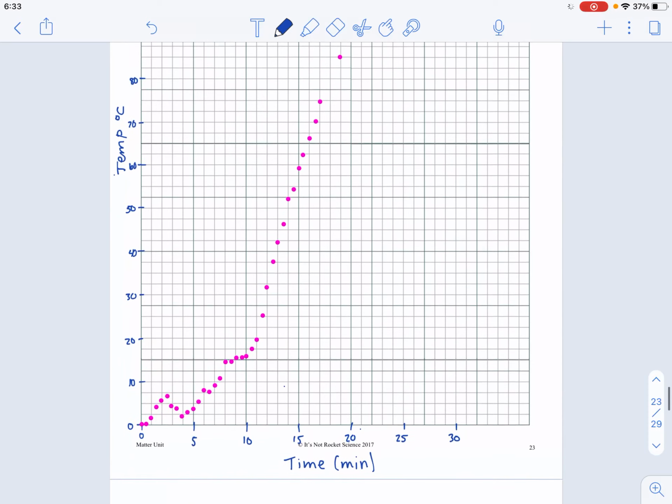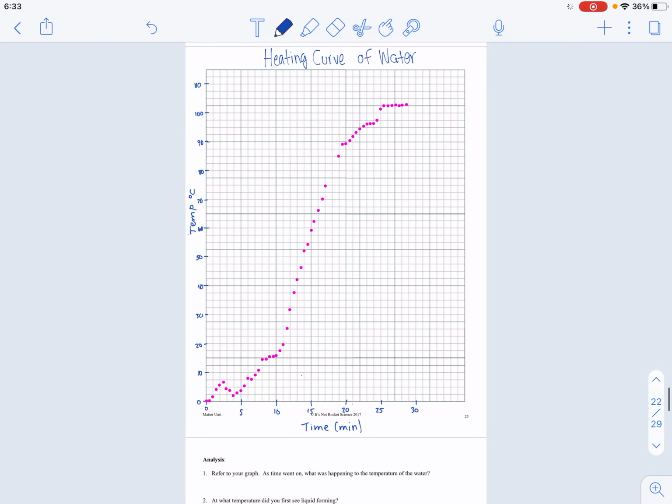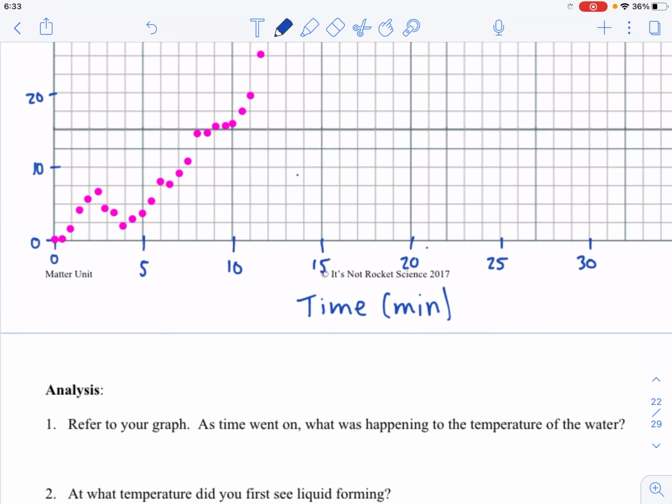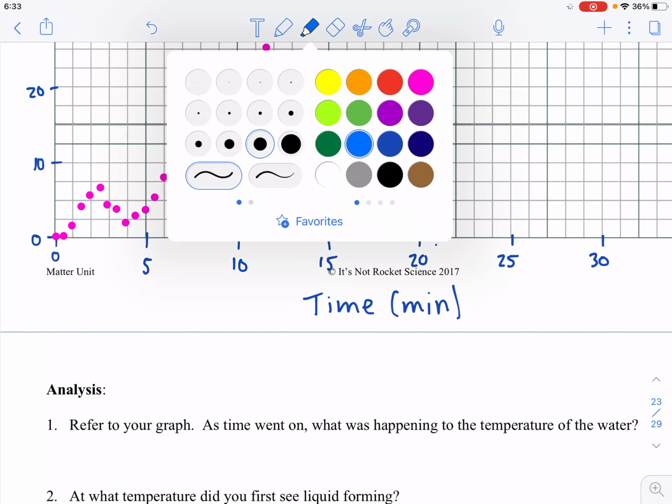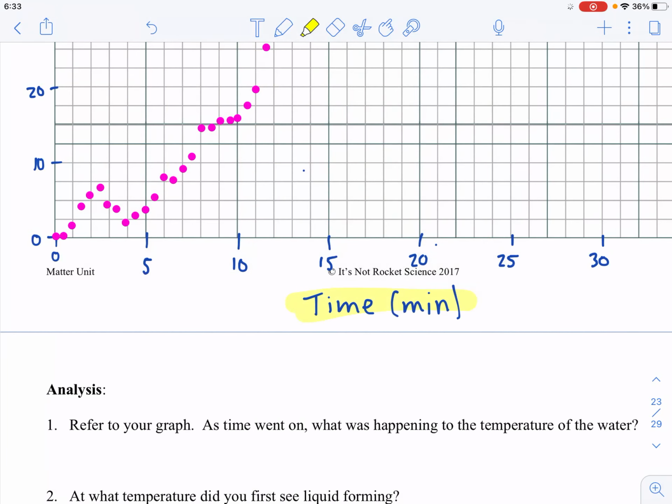Okay, so for the next part here, you have to create a graph. And this one takes a little bit of time here. But let's set us up for everybody to have the same units and the same X and Y axis. So I'm going to start here on the bottom with our X axis. And we're going to do time on the bottom. Make sure that you write down time, and then in parentheses put the units, so it's minutes.